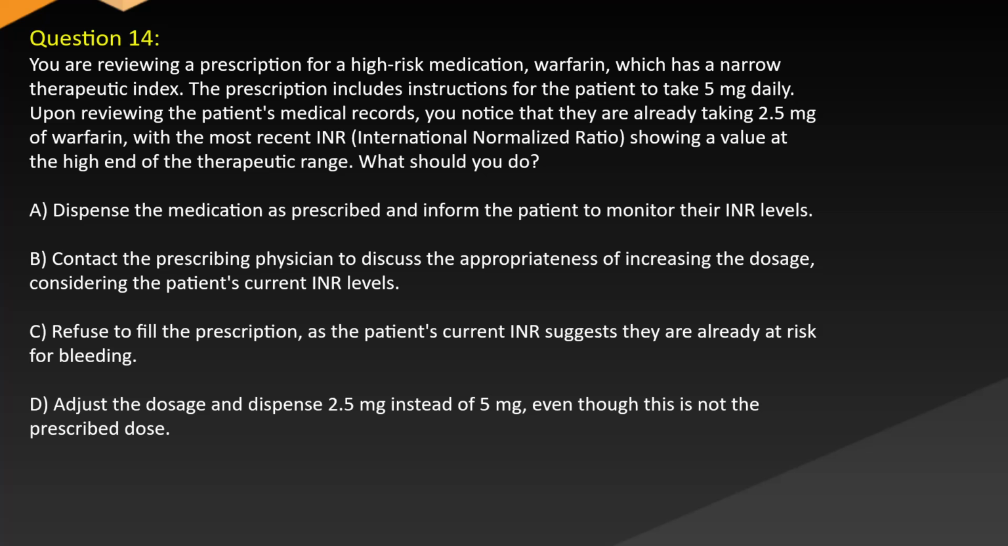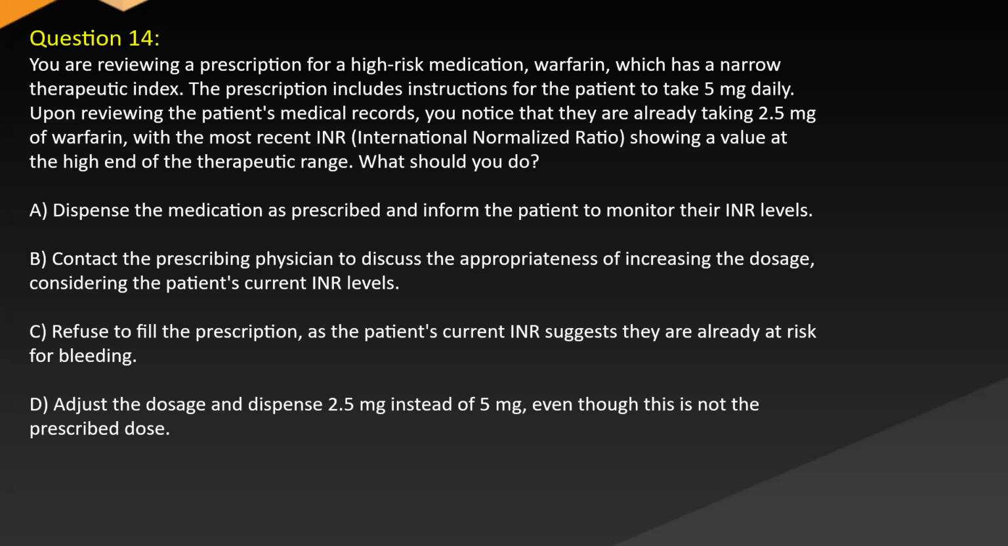Question 14. You are reviewing a prescription for a high-risk medication, warfarin, which has a narrow therapeutic index. The prescription includes instructions for the patient to take 5 mg daily. Upon reviewing the patient's medical records, you notice that they are already taking 2.5 mg of warfarin, with the most recent international normalized ratio showing a value at the high end of the therapeutic range.